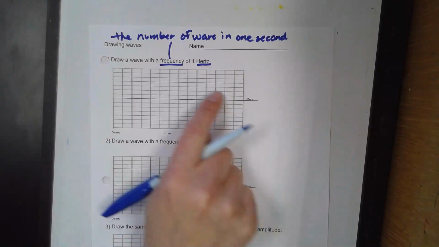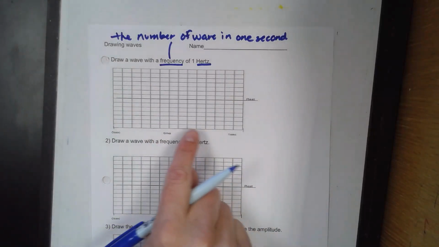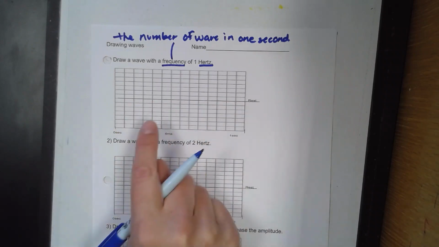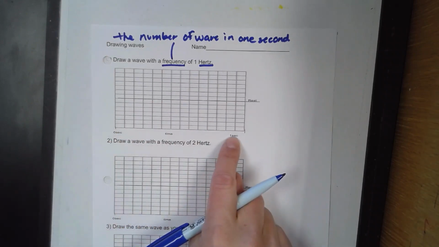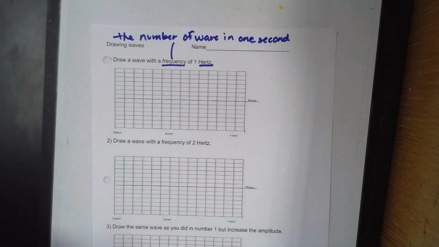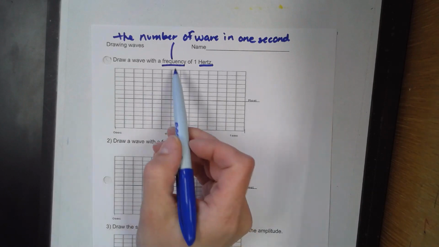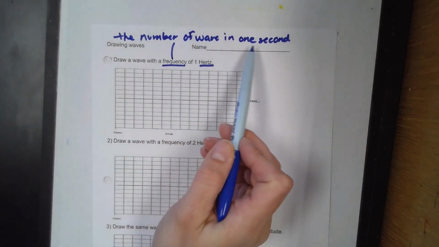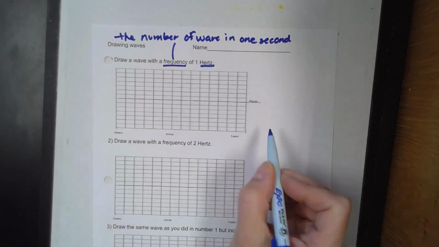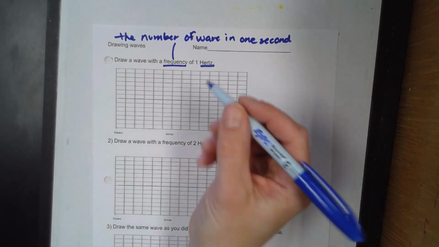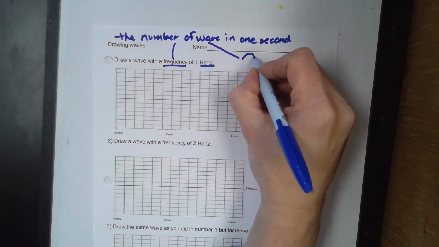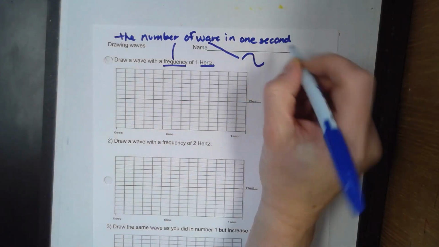First I wanted to take a look at the graph paper that we have here. It has the rest position marked, and it also has time along the bottom axis. It shows 1 second of time, and it's asking us to draw a frequency of 1 hertz. So 1 hertz is the number of waves in 1 second. So we have 1 wave in 1 second. When we say number of waves, we mean complete waves, which is a full crest and trough. That would be 1 wave.